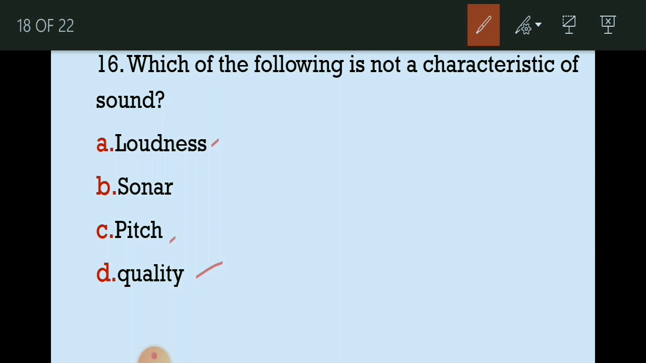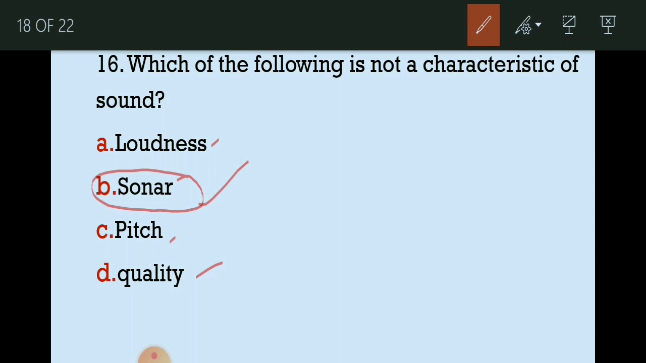Suppose some sound is coming from three different instruments like sitar, guitar and harmonium of the same frequency, but still we can easily distinguish between these three instruments. Why? Due to this characteristic called quality. We can also easily distinguish between two persons who are talking with the same frequency. Still we can easily identify that person. The reason is that quality is responsible for this. Now here you can see sonar is not a characteristic of sound.